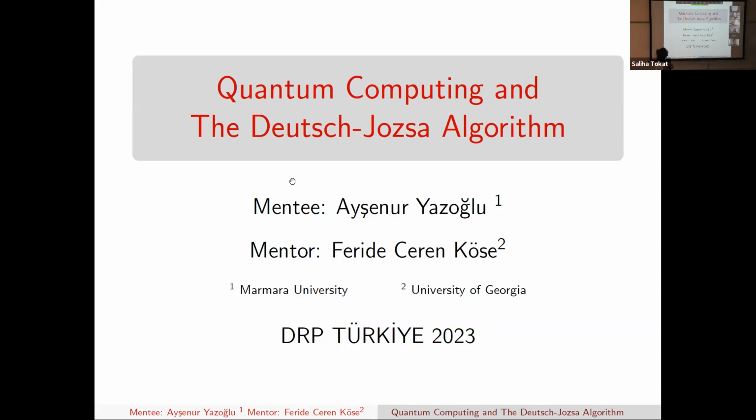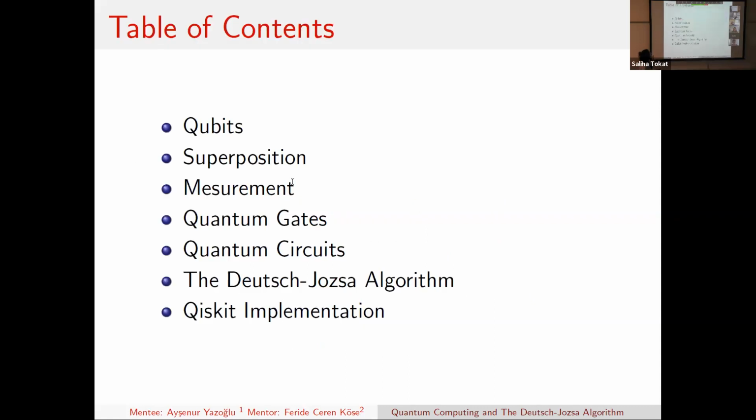We studied quantum computing in general. Today I'm going to talk about quantum computing and the Deutsch-Jozsa algorithm. To understand the Deutsch-Jozsa algorithm, first we need to have a tool set. So we're going to look at qubits, superposition, measurement, quantum gates, and quantum circuits. Then we are going to dive into the Deutsch-Jozsa algorithm. And then implement it on Qiskit, which is a Python library.